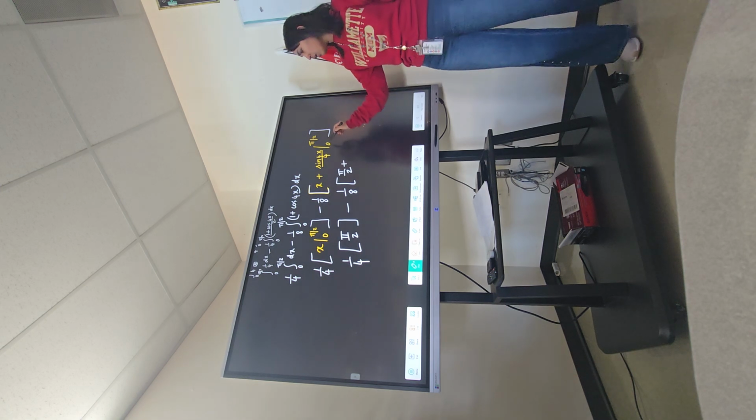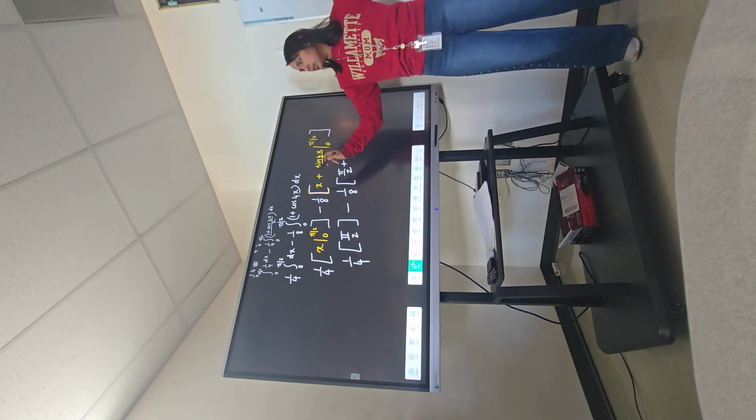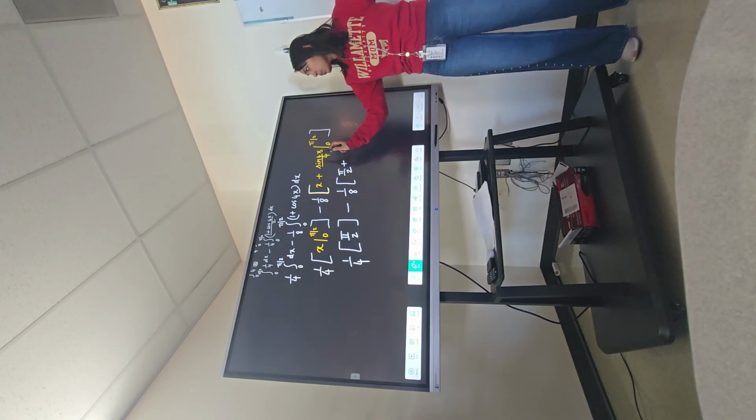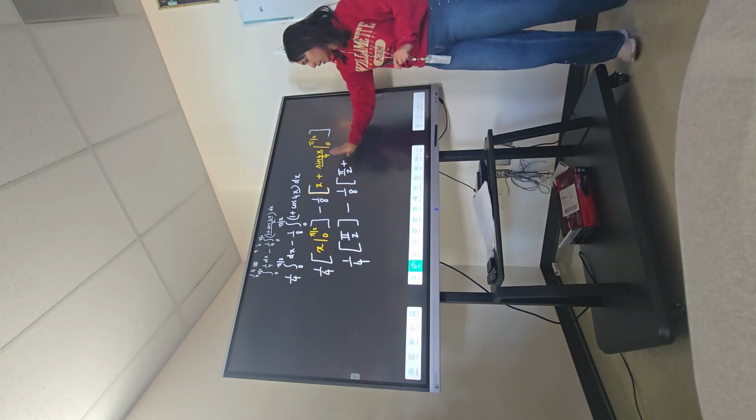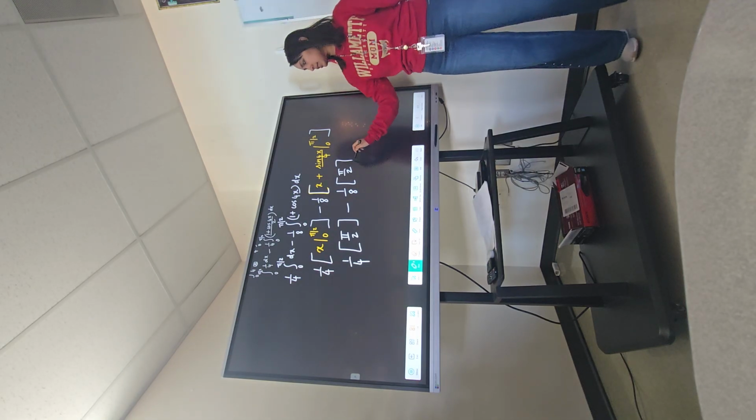Okay, now I'm going to subtract the 0, right? This will be 0. This will also be 0 because sine of 0 is 0. So then I don't actually need any of these fancy stuff.